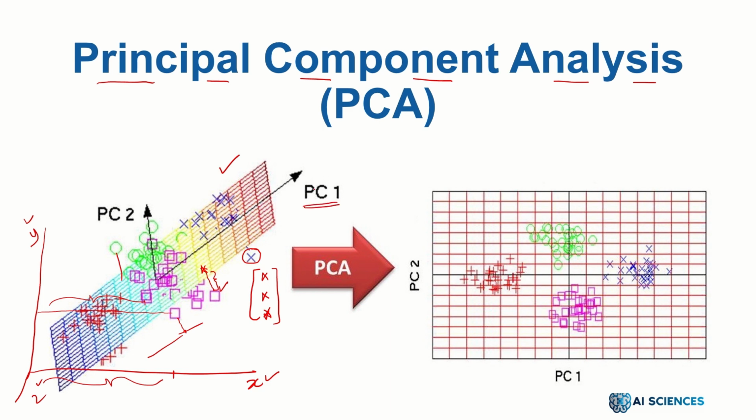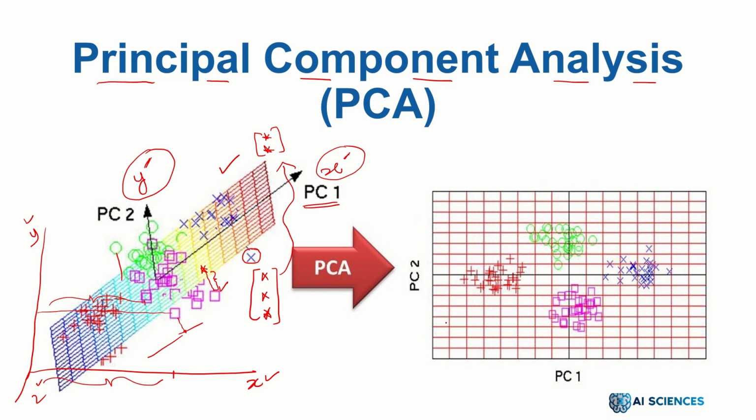The first axis is PC1, just principal component 1. You can call it the x dash axis, and the second axis is the y dash axis. So all these data points in this plane can be represented by just two numbers, the x dash coordinate and the y dash coordinate, rather than three coordinates. And so the dimensionality goes from 3 to 2, and that's basically what is done by PCA.